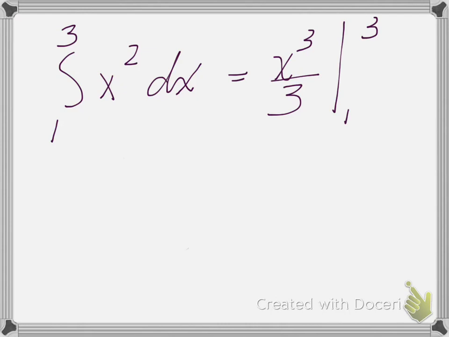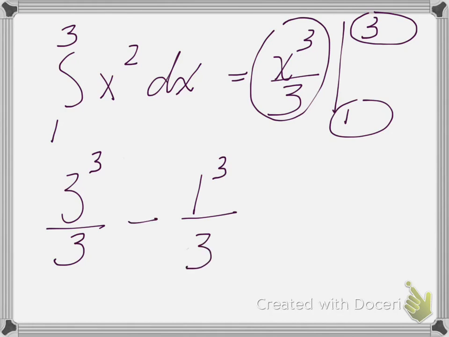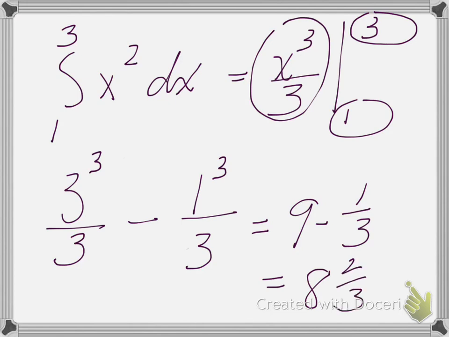Okay, so what you have to do is take the upper limit, so that's 3, and put it into the antiderivative. So that would give us 3 to the 3 over 3. Then you're going to put the lower limit into the antiderivative, which would be 1 to the 3 over 3. And then you subtract them. So you're going to get 27 over 3, which is 9, minus 1/3, and that will give you 8 2/3, and that would be the answer. Now, what does the 8 2/3 represent?